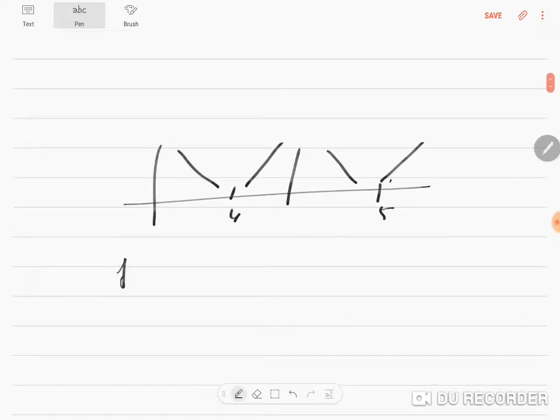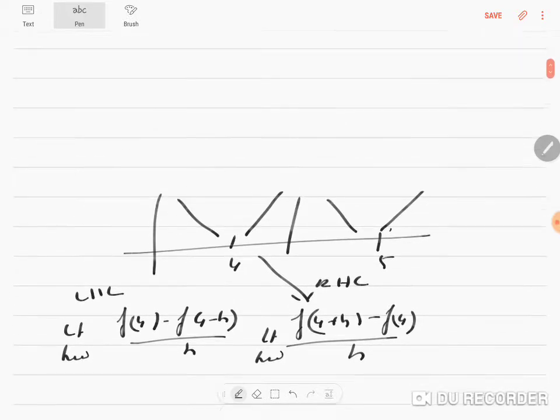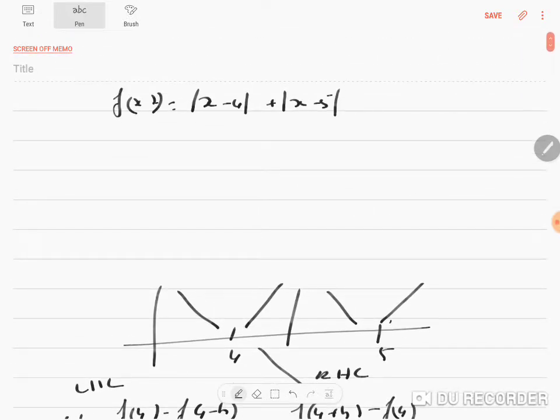For the left hand limit, it is f of 4 minus f of 4 minus h, by h, limit h tends to 0. For the right hand limit, it is f of 4 plus h minus f of 4 by h, limit h tends to 0. This is the left hand limit and this is the right hand limit. So what is f of 4? Substitute 4 in the question. It will be 1.